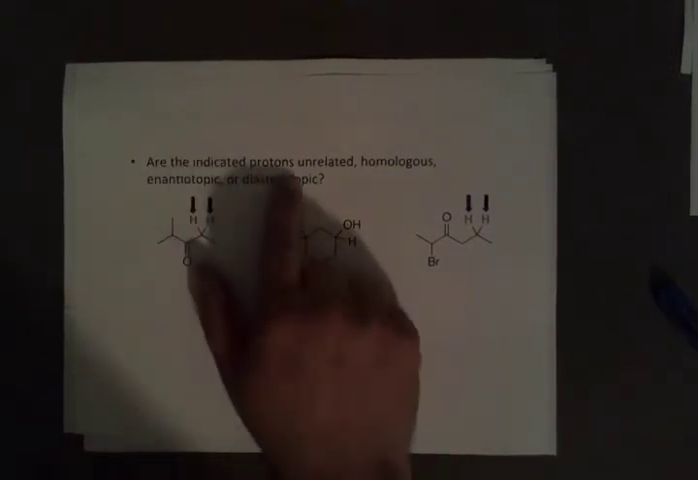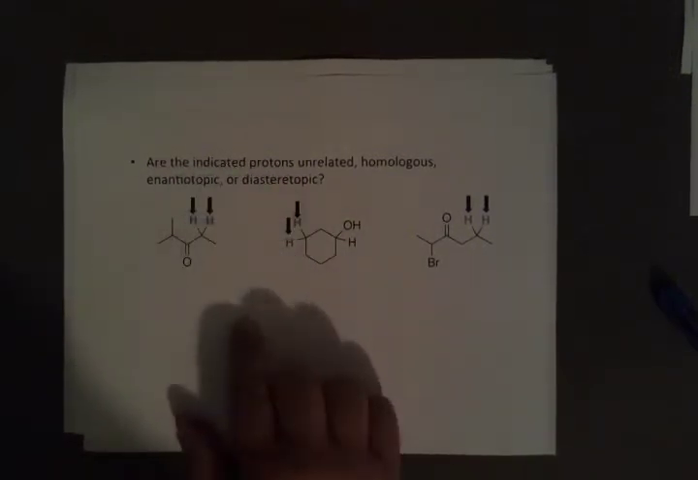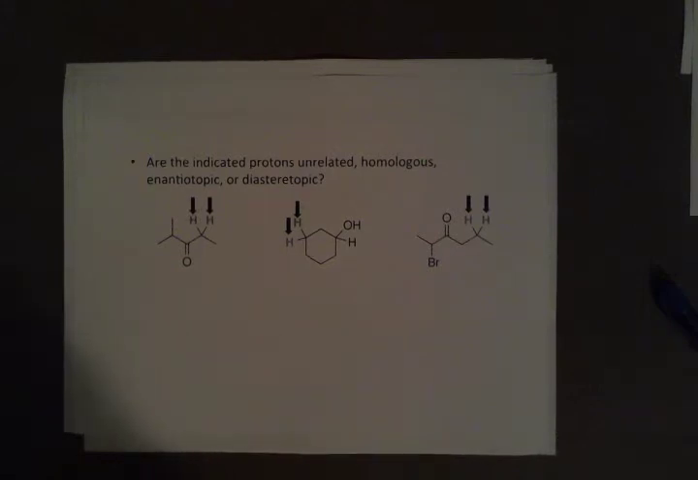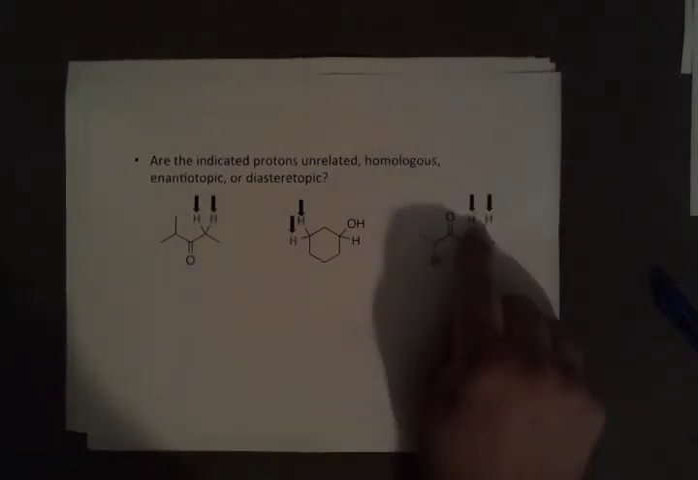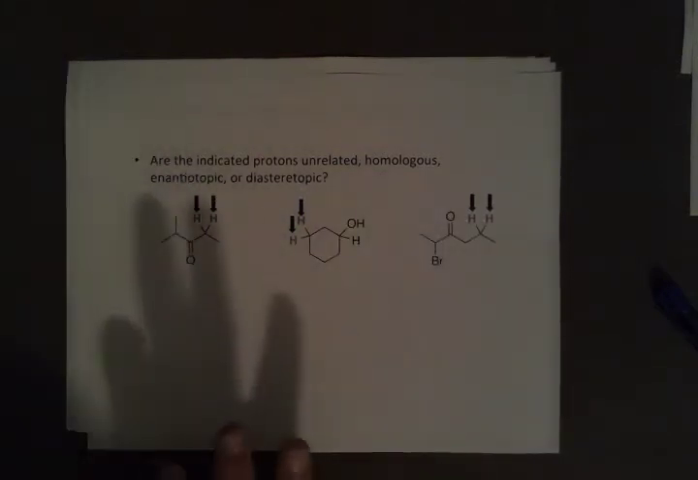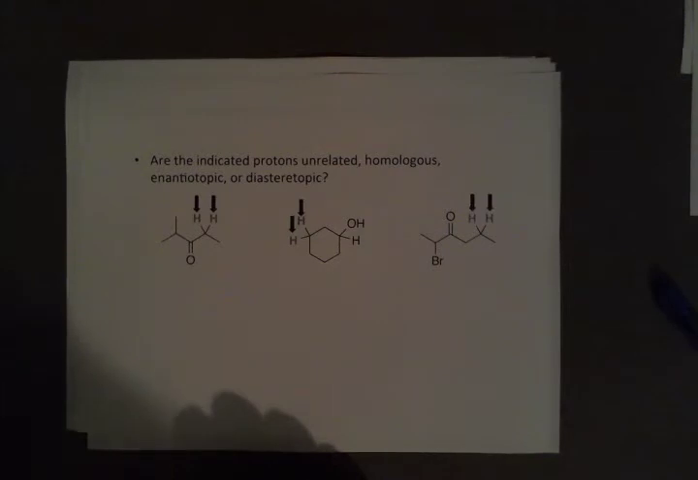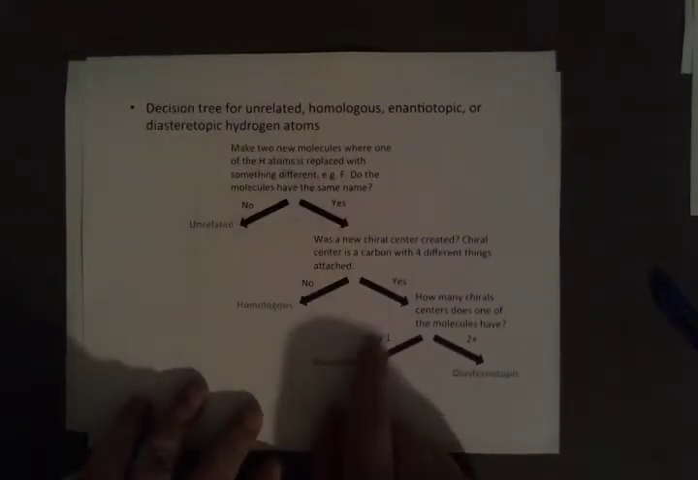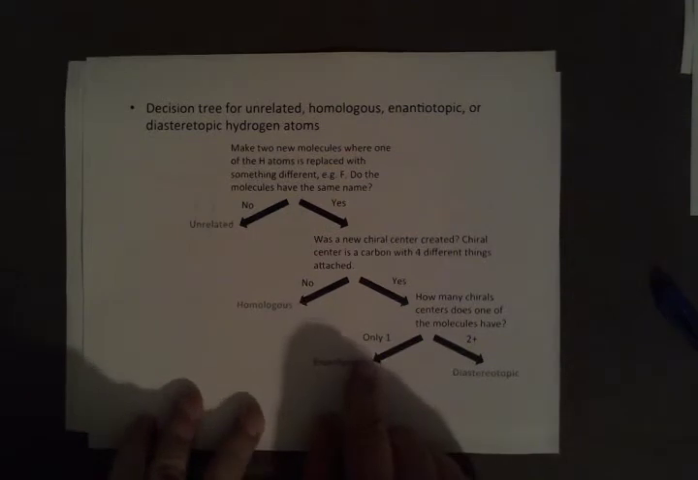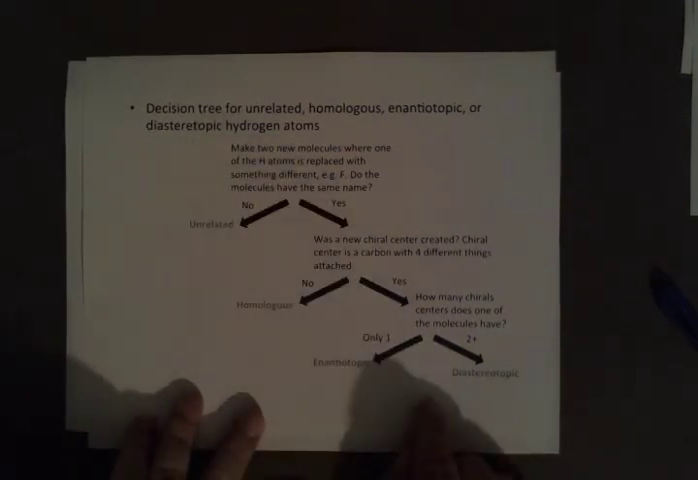So if we're interested in the hydrogen atoms, we need to figure out if they're unrelated or homologous, and enantiotopic or diastereotopic, right? So you have the molecule. There are going to be dark arrows pointing to the hydrogens of interest. What we did in recitation on Friday, again, a reason why you should come to recitation, was come up with this sort of decision tree for figuring out what they are.